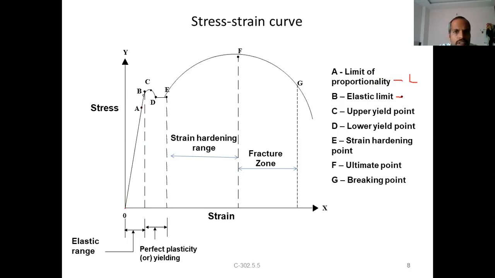The next one is nothing but the elastic limit. Second point, elastic limit. Of course, later I will discuss the importance of the elastic limit and the limit of proportionality. So limit of proportionality is nothing but the point up to which, theoretically, stress is proportional to strain, right? So up to this point, stress is proportional to the strain, right?